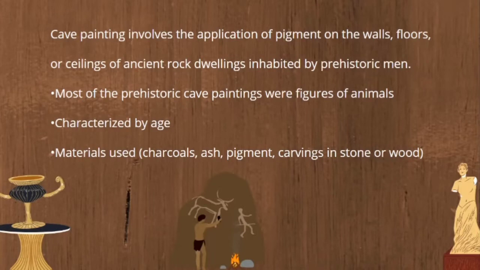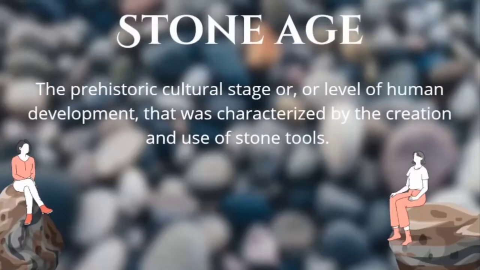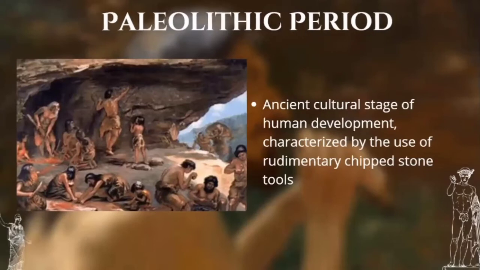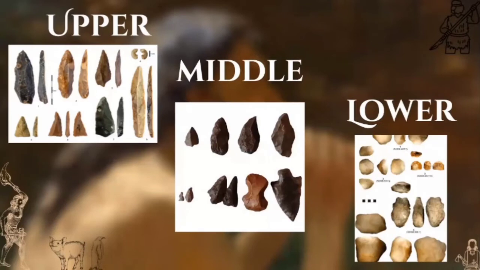Now, let us proceed to Stone Age. Prehistoric cultural stage or level of human development that was characterized by the creation and use of stone tools. Merong tatlong major subdivision under Stone Age. Number 1 is the Paleolithic period or Old Stone Age. Next slide, please. So para madaling i-identify ang Old Stone Age, yung mga tao sa panahon na to ay very dependent sa kanilang kapaligiran. Back to the previous slide.